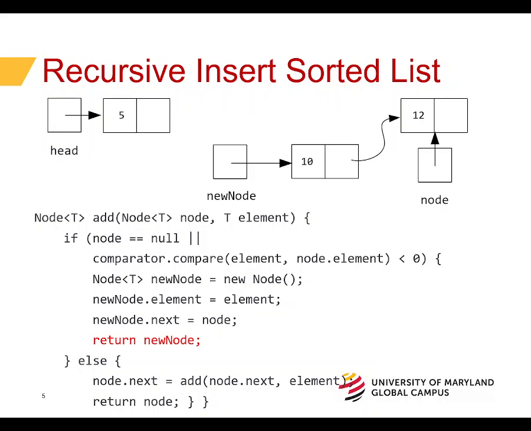We will return a reference to the node that contains 12 to the previous activation. Notice that we return to the point after the recursive call. In the previous activation, node is still pointing to the node that contains 5. So we can connect its next reference to now point to the node that was returned, which is the node containing 10.